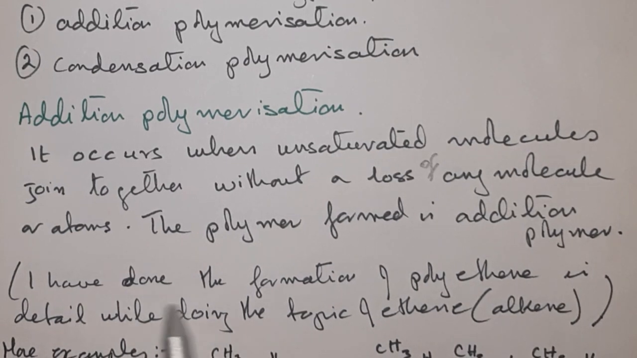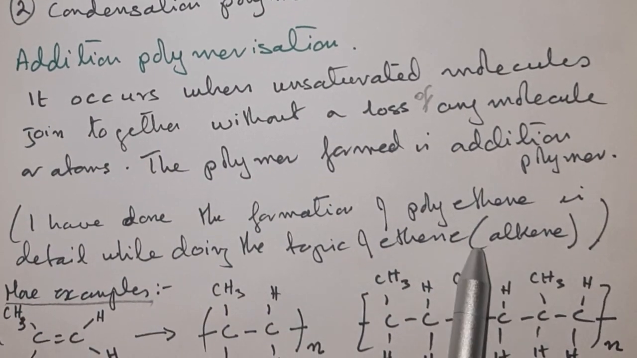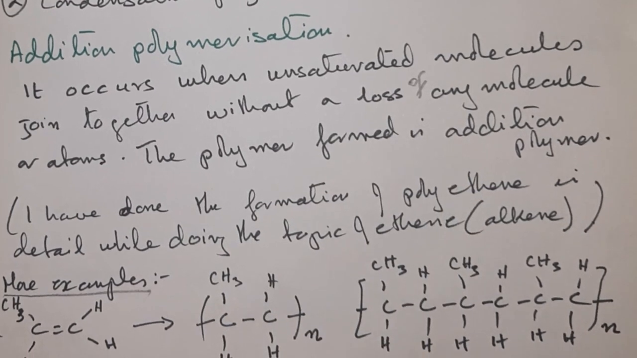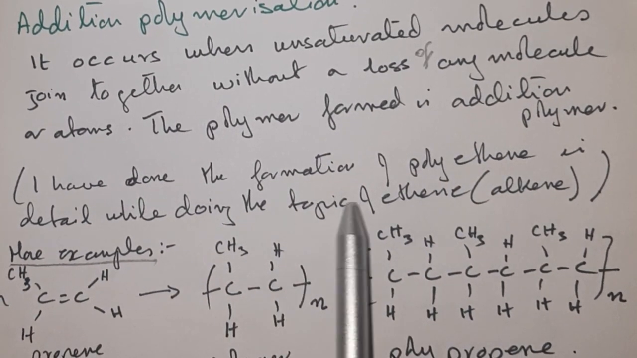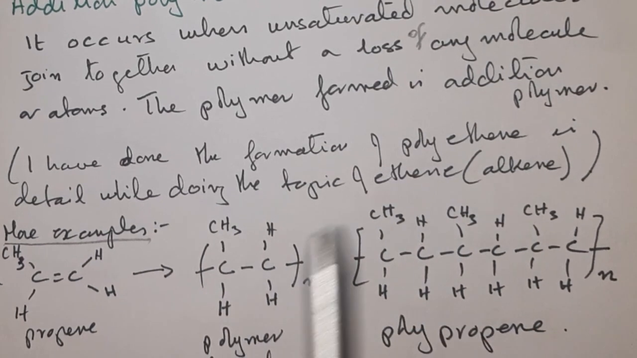Now I have done the formation of polyethylene in detail while doing the topic of ethene, that is when I uploaded the lecture of alkenes. I have discussed this addition polymerization in detail over there. Now here I am going to give you some examples of addition polymerization.